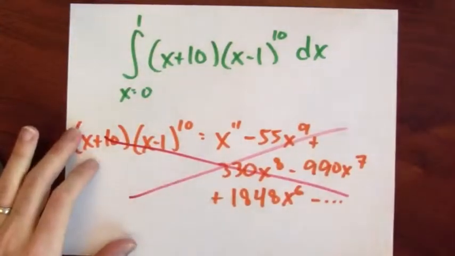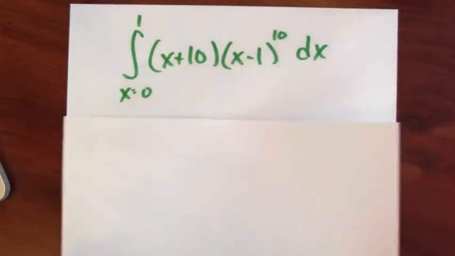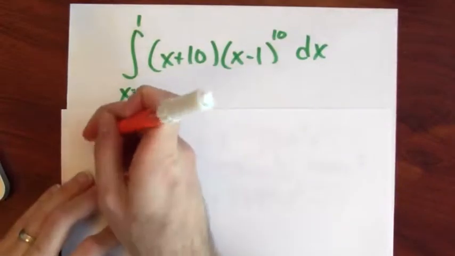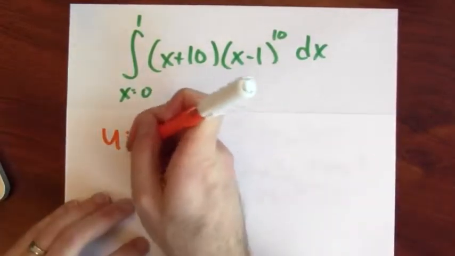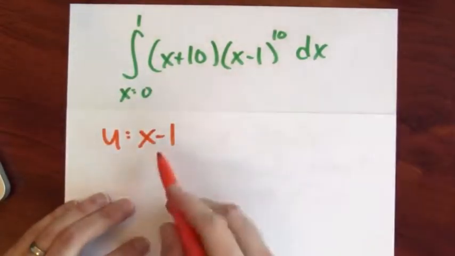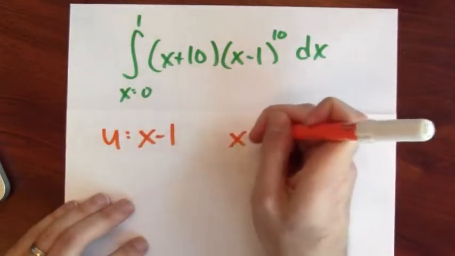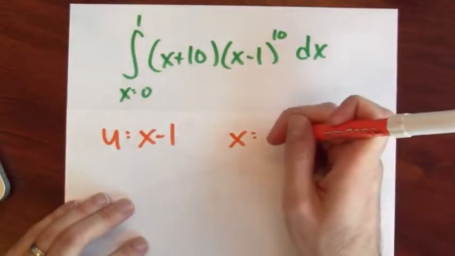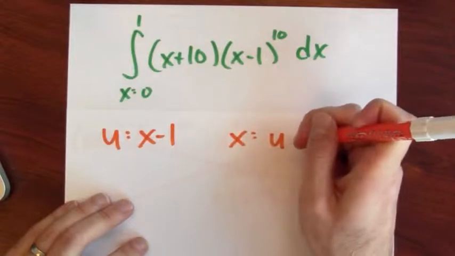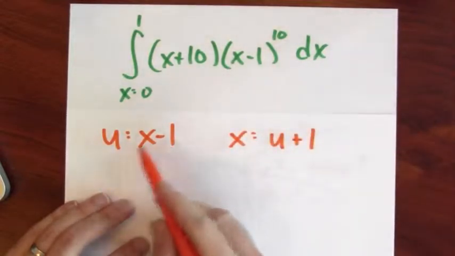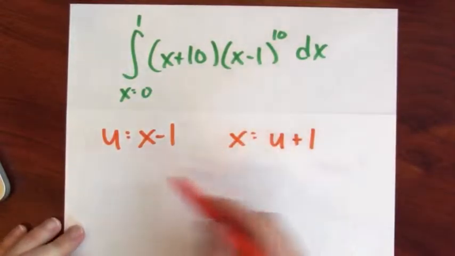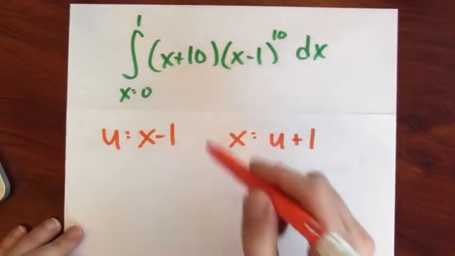But there's a better way, right? We can make use of u substitution. Let's set u equal x minus 1. And I could solve this for x. That means that x is u plus 1, if I just add 1 to both sides. And I could make this substitution in this problem.